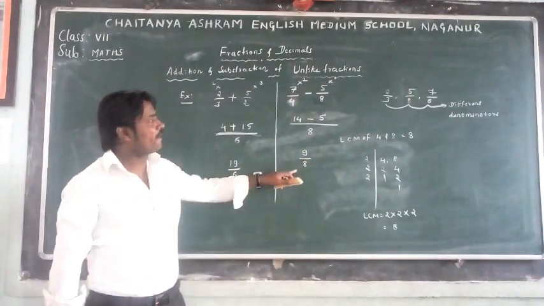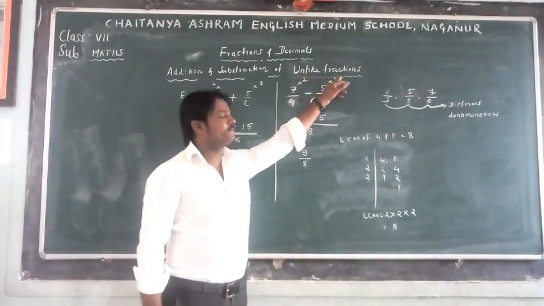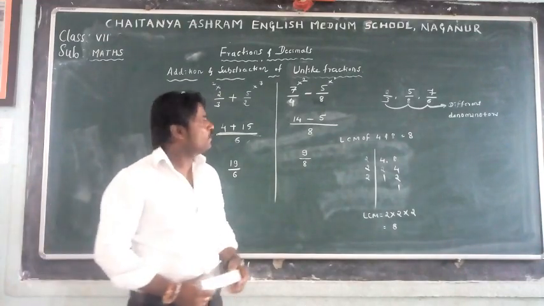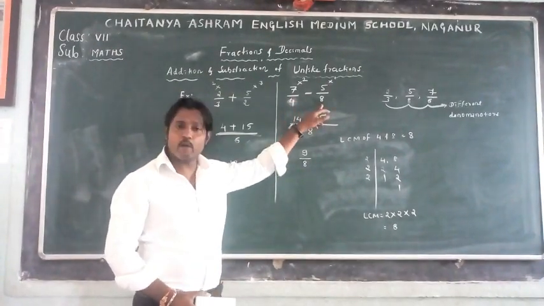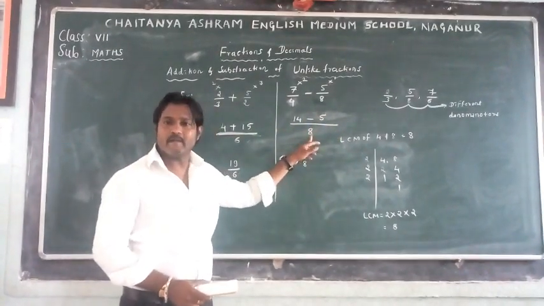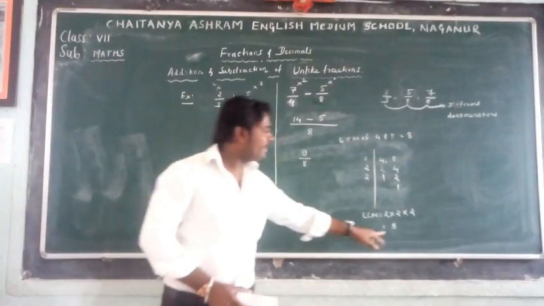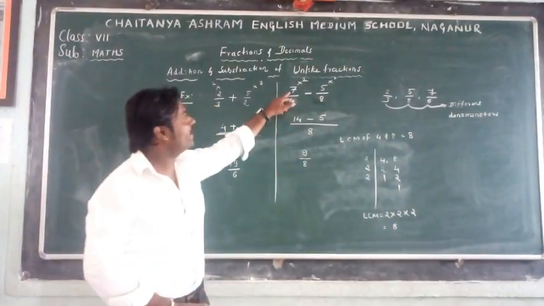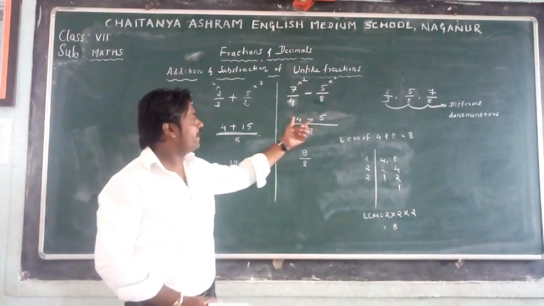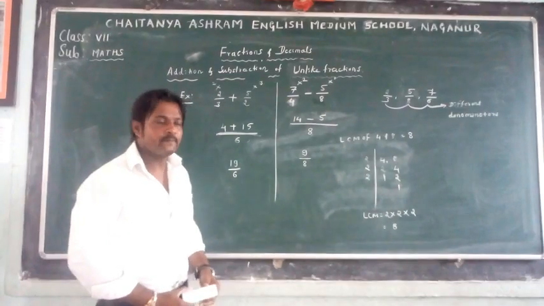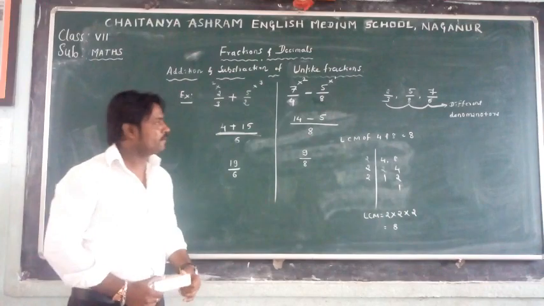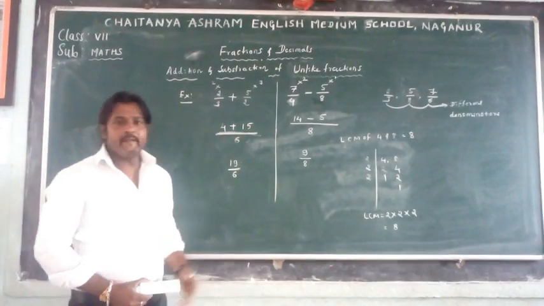Here children, in this way, when fractions are unlike, to add or subtract them, the first step is to find the LCM of the denominators and make a fraction. In the denominator of that new fraction, we write the LCM, then convert each numerator using the multiple of the LCM, then find the difference. Clear? This is about addition and subtraction of unlike fractions. Dear children, write these examples.